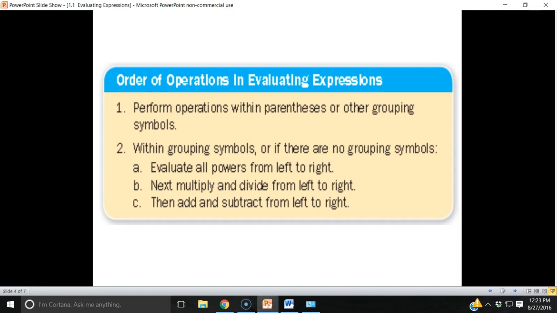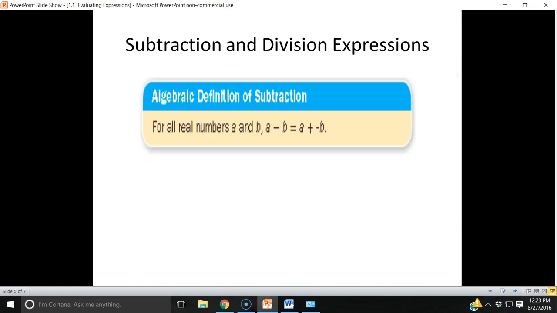What does that left to right mean? Well, if you had something very simple like 3 times 5 divided by 2, you'd have to do 3 times 5 first. You would not do 5 divided by 2 first. Same thing with addition and subtraction. Within an expression, if you had 2 plus 5 minus 7, you have to do 2 plus 5 first. So that's just a little summary of the order of operations.